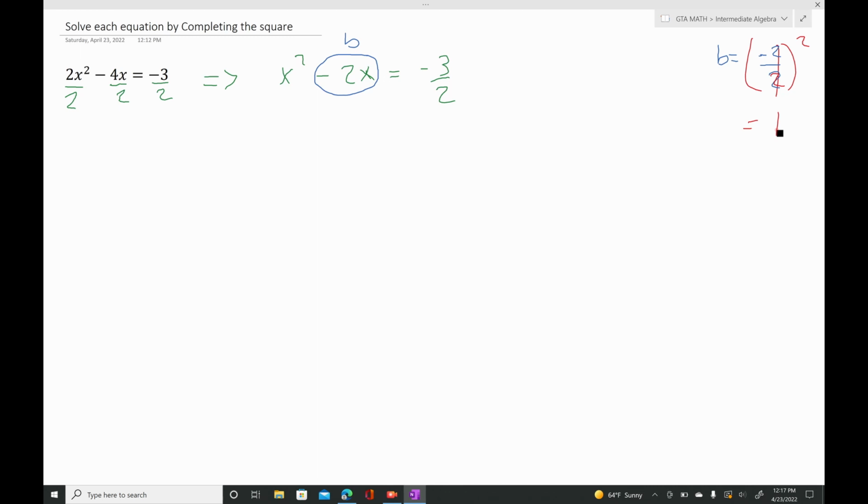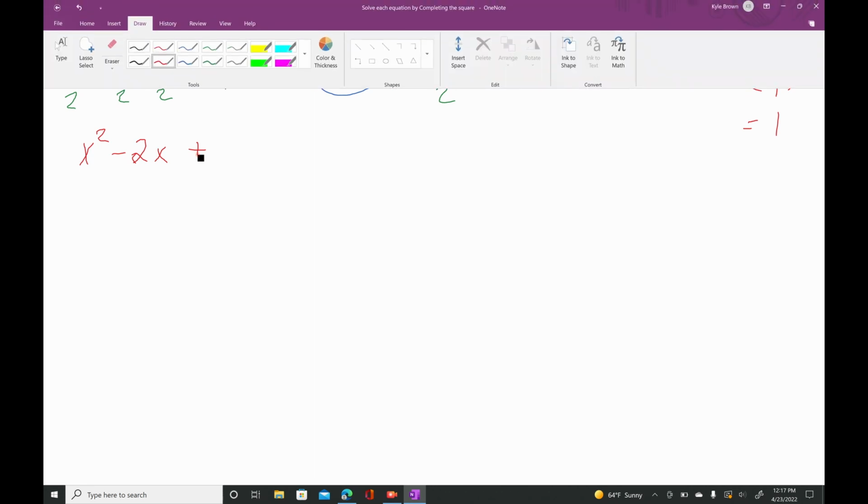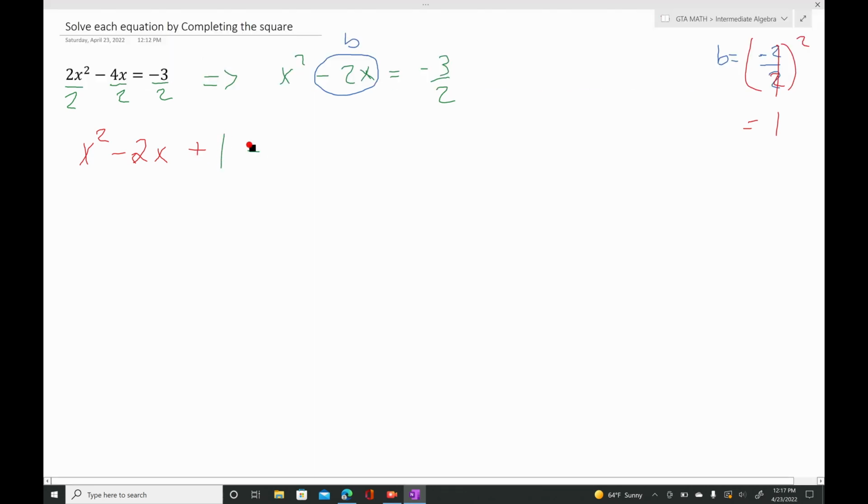So we're going to be left with x squared minus 2x plus 1 equals negative 3/2, and then we're going to do the plus 1 again. Negative 3/2 plus 1. Excuse me.